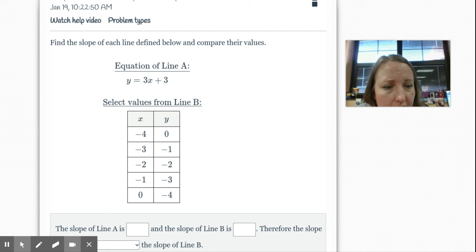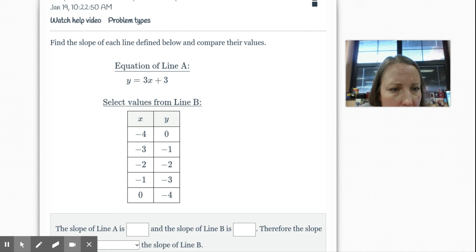So we can do a couple things. We can just choose some points, and it really doesn't matter what we do. -4, 0, and then -3, -1. And we want to use the slope formula, right? So that's change in y over change in x. So finding slope, this is my m. -1 minus 0, and -3 minus a -4.